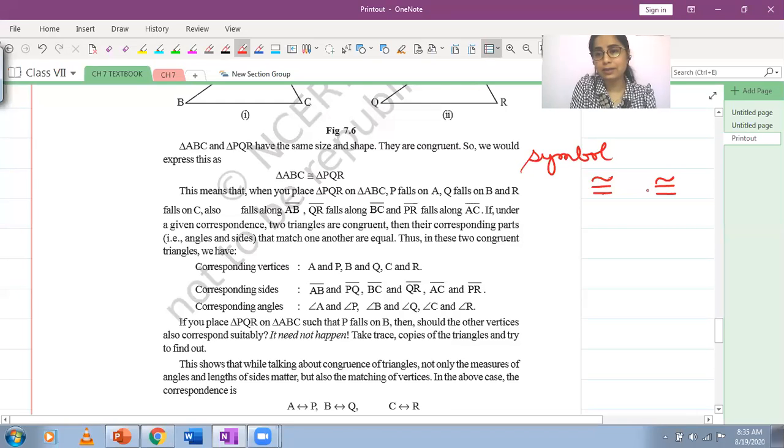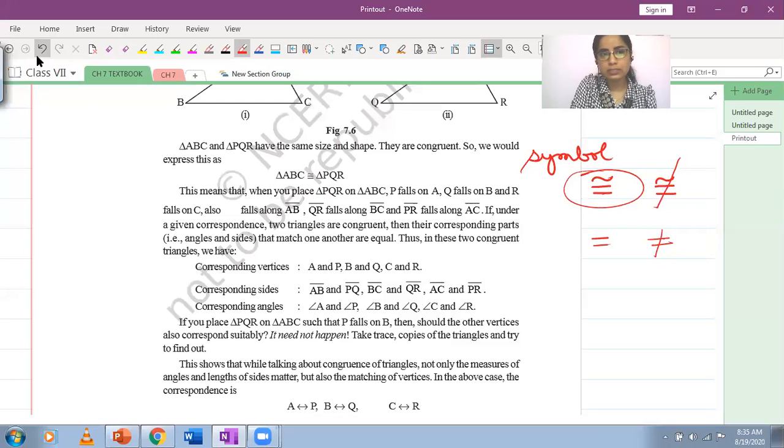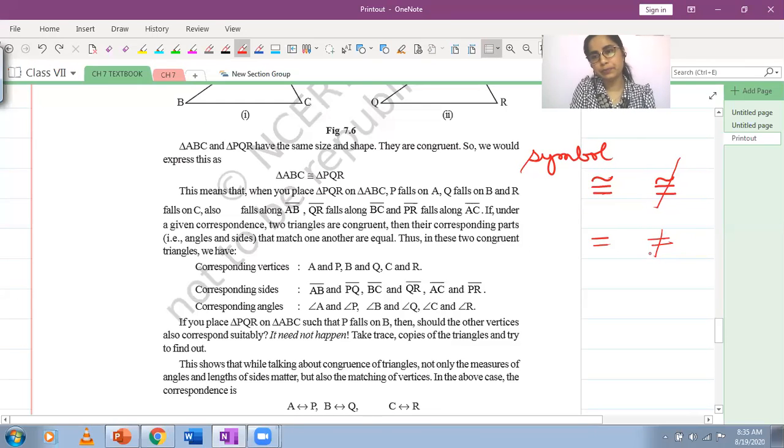Ma'am, when the shapes are not congruent, which sign will we use then? Then we will not use the congruence sign. You can also put it like this, if you want to write equal and not equal. So this is congruent. This is yes. This is not congruent. Just cross it out with a vertical or oblique line, and that will make it a no.